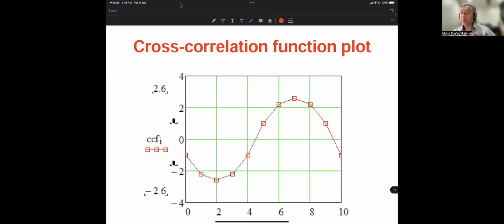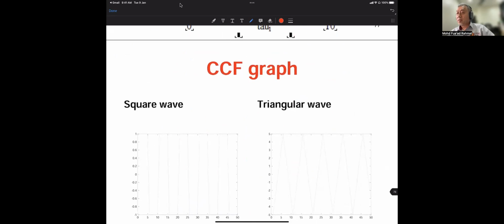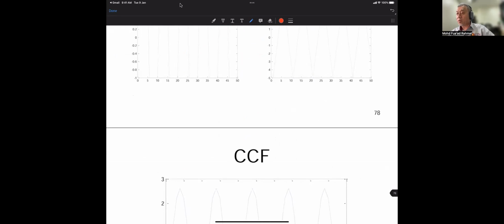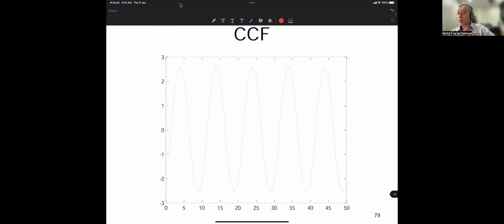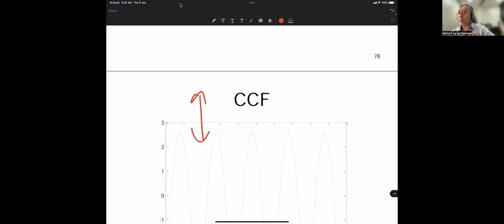You get something like this, with the first coefficient at tau equal to 0. The maximum coefficient occurred at tau equal to 7, not tau equal to 0, because we are correlating two different data. If we generate a square wave and a triangular wave using the programming that I gave just now, you can see that the cross correlation is about similar to the one that we did manually.